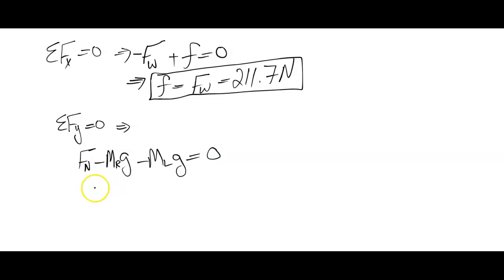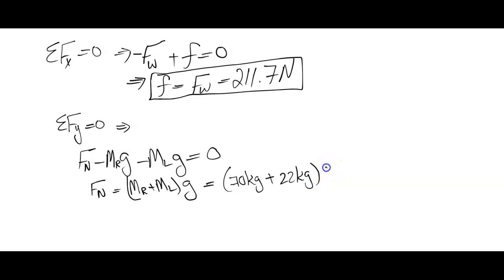Set that equal to 0, and you find out that F_N then is, I'm going to factor out the g, so I get m_R plus m_L all times g. And if I plug in these numbers, I get 70 kilograms plus 22 kilograms times 9.8 meters per second squared, which gives me a normal force of 902.5 newtons.